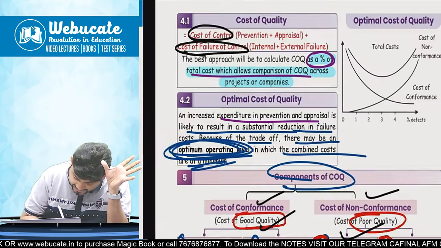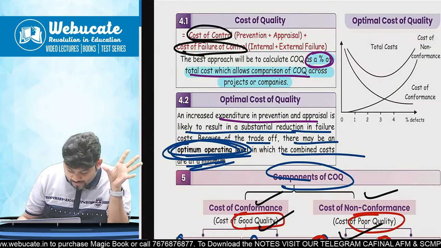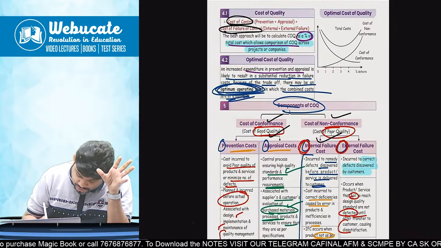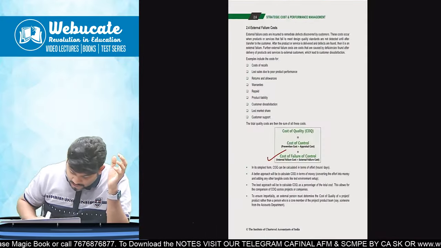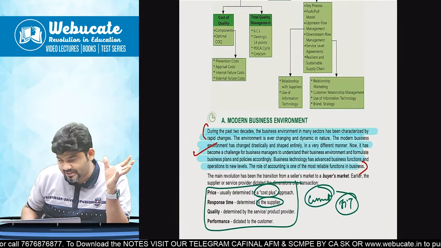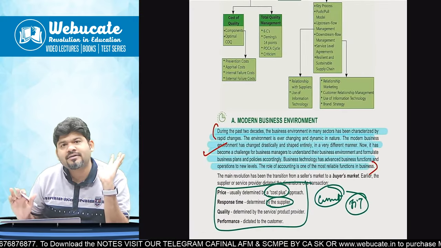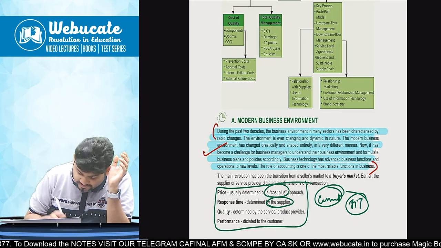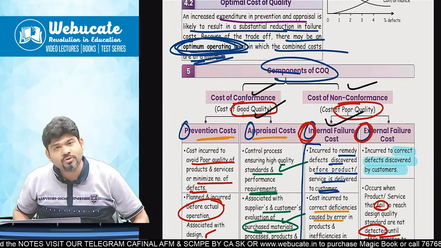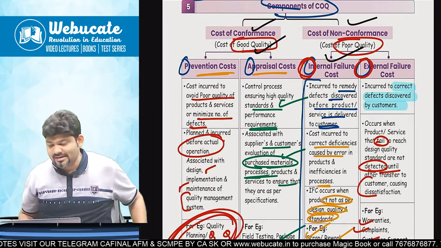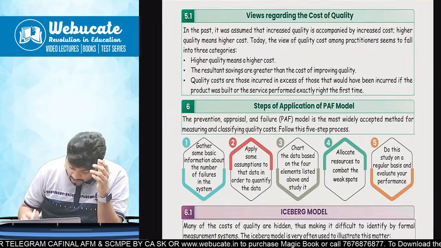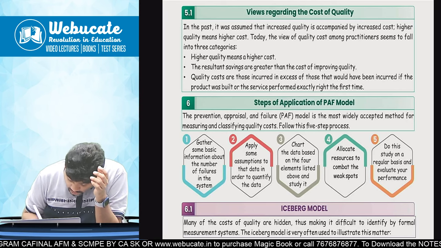Just to give you an idea, sir, after doing this book, are we supposed to do the module? Well, my answer will always be no, because everything that is given in the module is covered here. In fact, I'll be giving more things only. So at the end of the session, I'll show you how we have covered everything that is there in the module. Now we move on to the next concept, the views regarding the cost of quality.